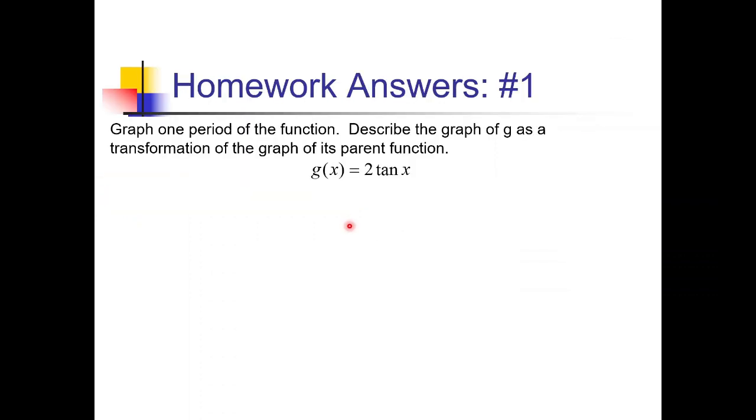For this one, we are graphing 2 tan of x. To start with, let's figure out the transformation going on. We just have a 2 outside, which gives us a vertical stretch.